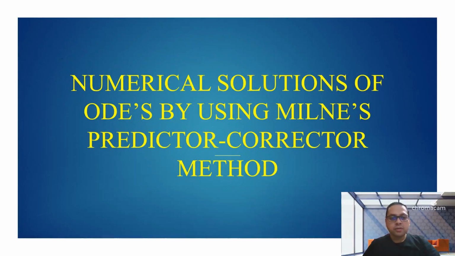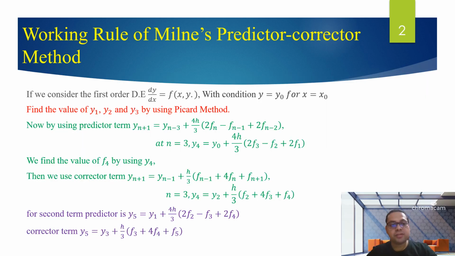Hello everyone. Today we are going to discuss the numerical solution of ordinary differential equations by using Milne's Predictor Corrector method. As mentioned in a predictor corrector method, we first predict the value of the function for x, and then we correct it by using the corrector formula. That means we will get a more accurate value after correcting the predicted value. Yes, this is the working rule.